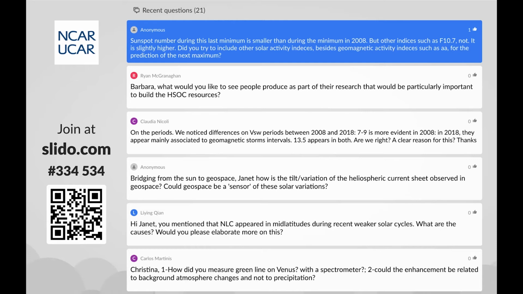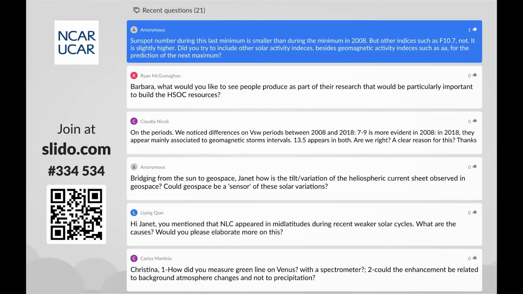We used polar fields rather than the size of minimum. Use the polar fields at minimum to predict the next cycle. That seems to be the best indicator. So the others, the geomagnetic index, the AA index, of course, helps because it goes way back in time, but it just confirms the fact that these conditions related to the polar fields at minimum are the best predictors for the size of the next cycle.